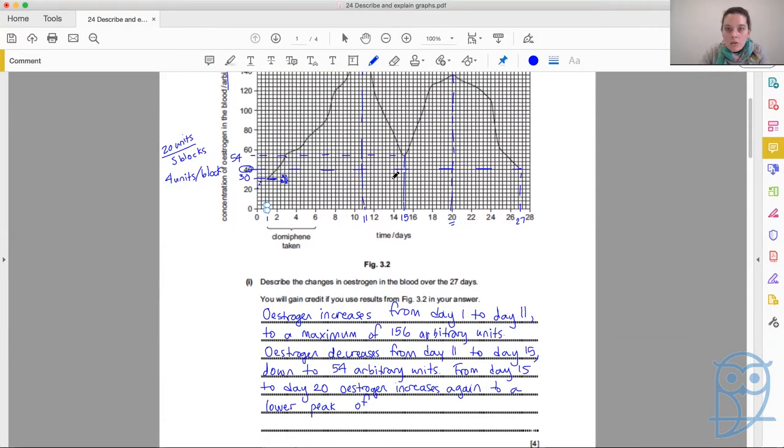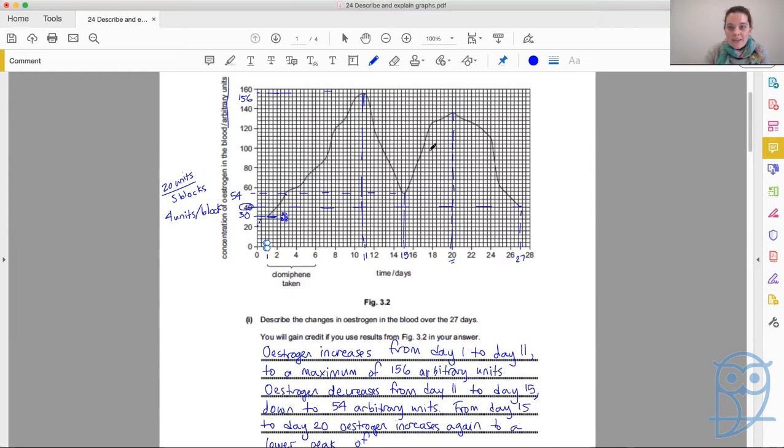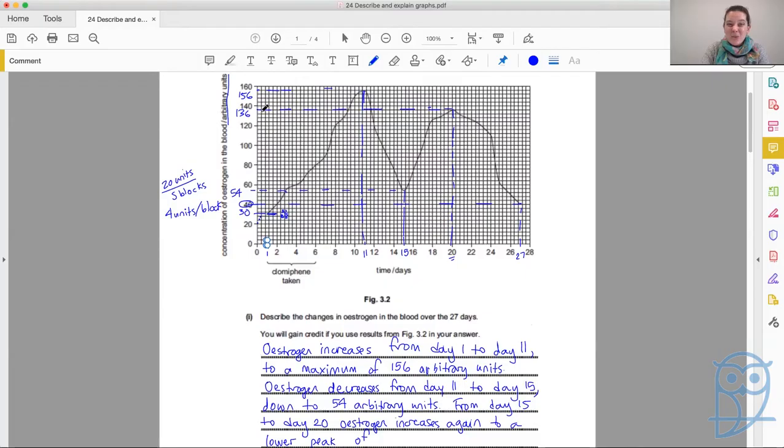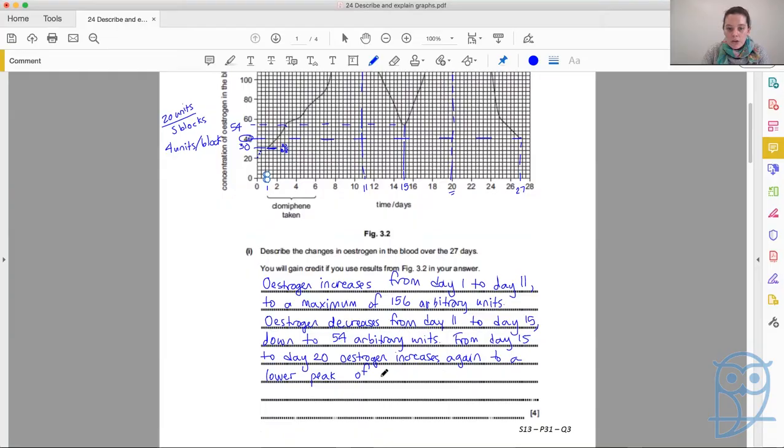of, what was it there? That's the one we didn't read, ladies and gentlemen. Shocking. Across here. So we're on this line. And we are, so 1 block below 140, so 4 below 140, so we're on 136. So our lower peak is actually 20 units lower, 156 down to 136. So to a lower peak of 136 arbitrary units.